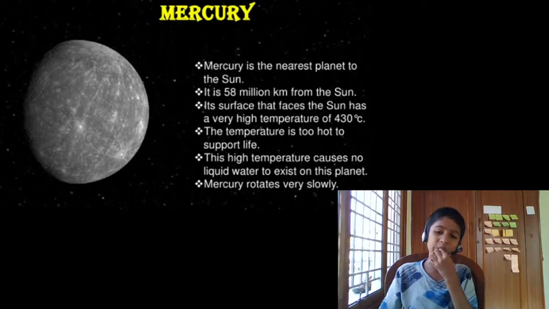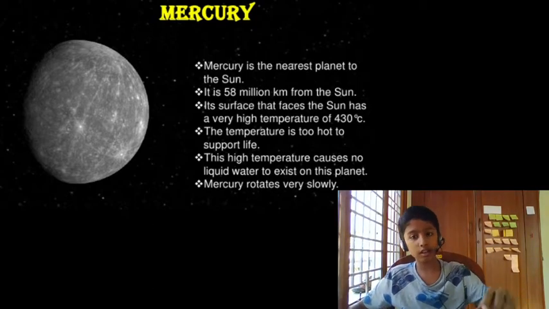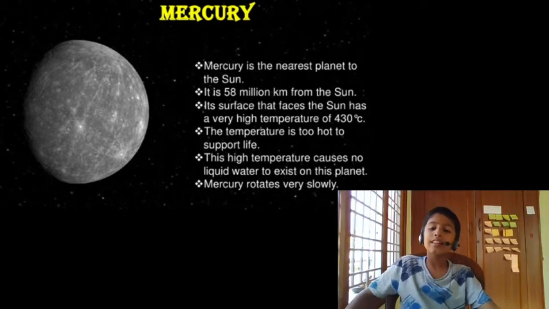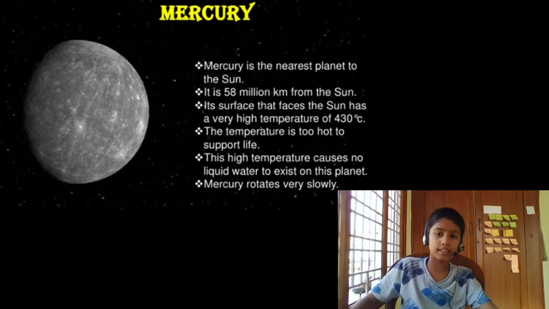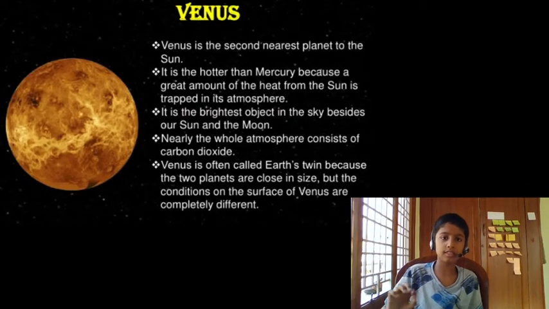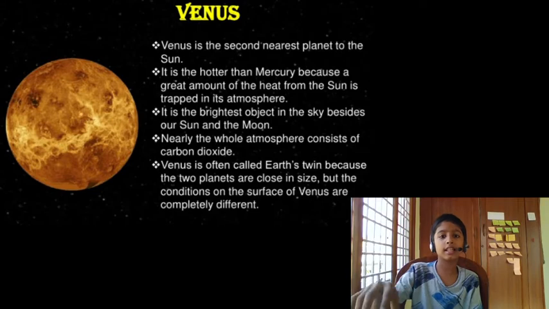And Mercury rotates very slowly. Okay, and the next planet is Venus. Venus is the second nearest planet to the sun. It is the hottest.